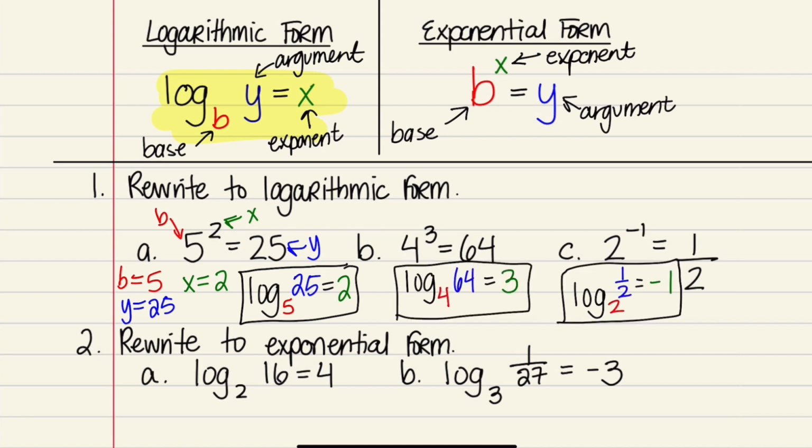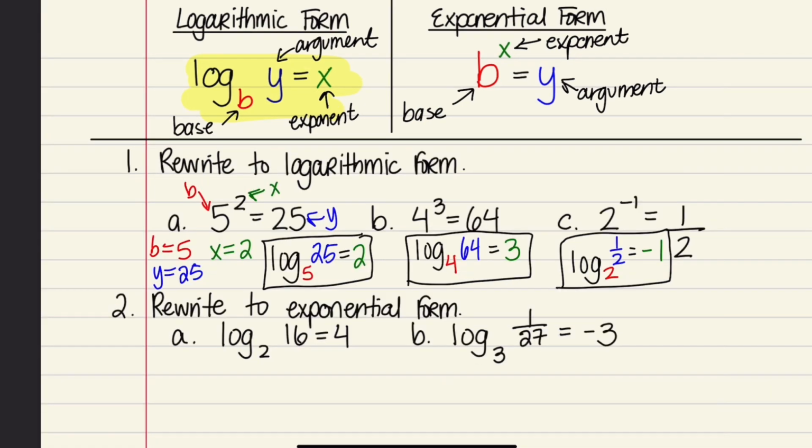Here are the completed responses for part B and C. Log base 4 of 64 equals 3. Log base 2 of 1/2 equals -1. Part 2 says rewrite to exponential form. Similarly as before, we'll identify our base, our argument, and our exponent.